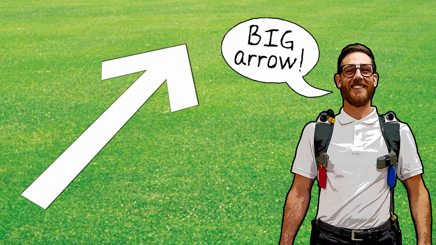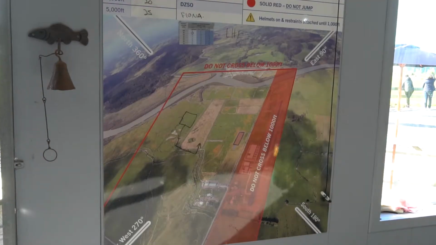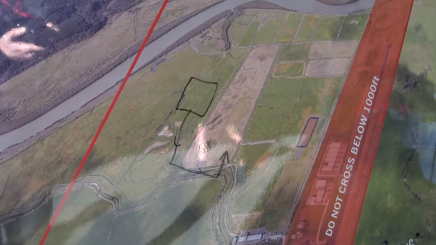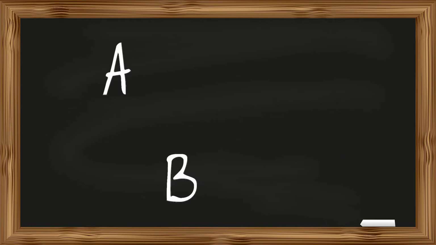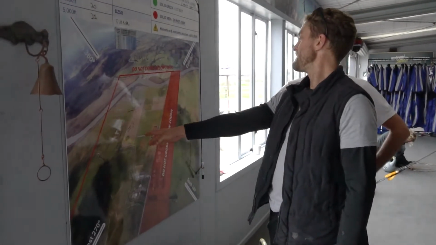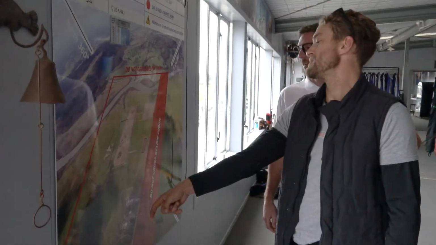Some DZs might use an arrow or a T in the landing area to show the direction, while others might have the landing direction on the board with the winds or drawn on the aerial view like they do here at Skydive Auckland. All of these work fine so long as you're aware of the system in place and how to follow it. If you have any questions, it's best to ask your DZSO, CI or an instructor before jumping.